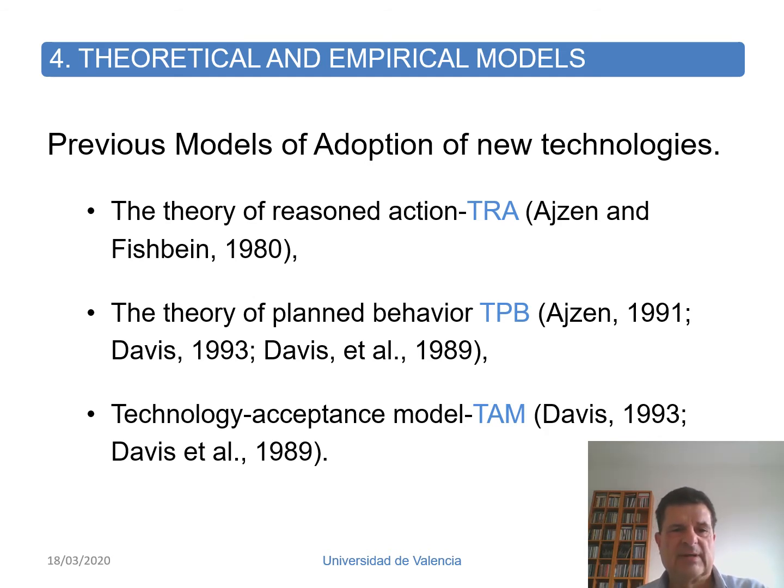There are several previous models of adoption of new technologies in this particular area. The theory of reasoned action, TRA, of Ajzen and Fishbein in 1980. This is one of the possible models. The other one is the theory of planned behavior, TPB, by Ajzen, and then the technology acceptance model by Davis and Davis et al. These are behavioral models in the field of psychology, and they are very useful depending on what you want to do with them.